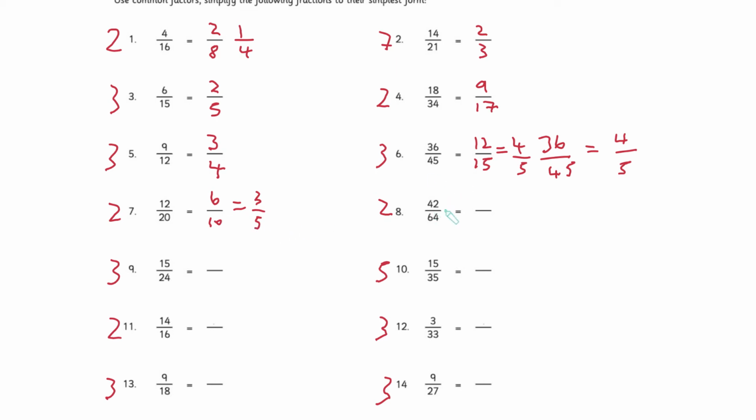Okay, so question 8, another one with quite big numbers in. But if we instantly use 2s, although it's still not an easy question, at least we've made the numbers smaller, and then those numbers are more likely to be within our times tables, okay? Now this one doesn't simplify any further. 21 can only really be written as 3 times 7, and neither 3 or 7 go into 32, so it can't be simplified any further. Okay, so question 9, divide both of these by 3 and it's finished. Question 10, divide both of these by 5 and it's finished.